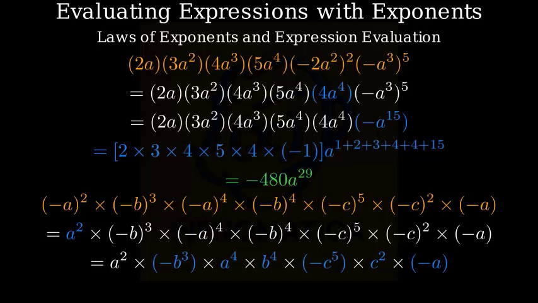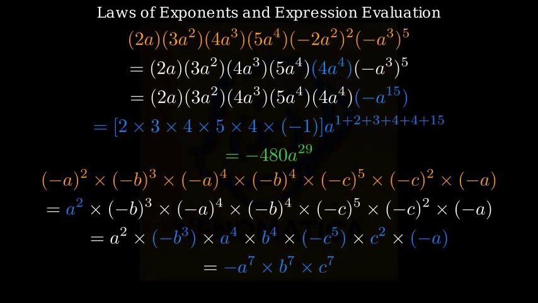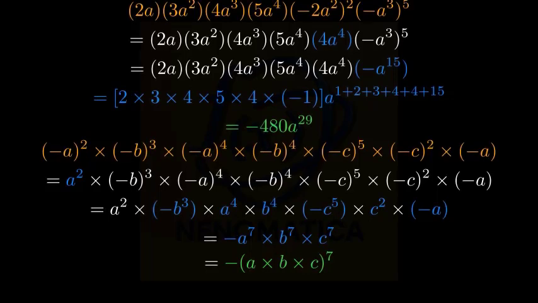-c to the fifth equals -c to the fifth. -c squared equals c squared. And finally, -a remains -a. Now, let's group like terms and calculate the result. We get -a to the seventh times b to the seventh times c to the seventh power. We can rewrite this in a different form. Our expression equals -a times b times c, all raised to the seventh power.